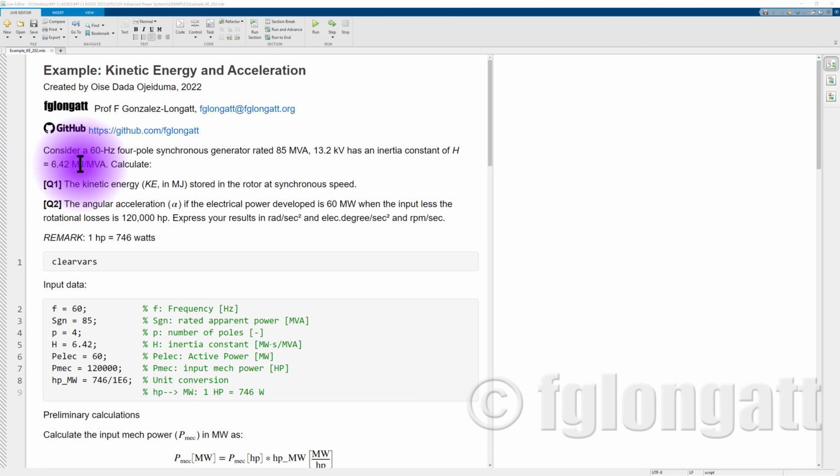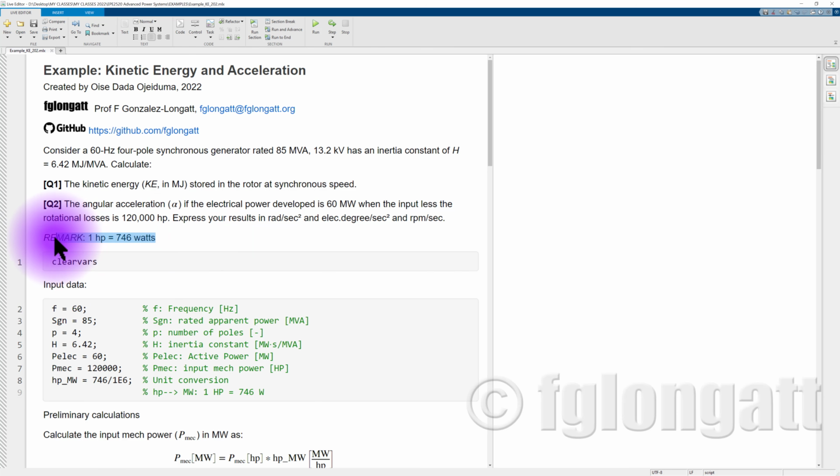Then we have two very simple questions. Calculate the kinetic energy in megajoules stored in the rotor at synchronous speed. And the second question: calculate the angular acceleration, using the Greek letter alpha, if the electrical power developed is 60 megawatts when the input less the rotational losses is 120,000 horsepower. Wow, that is a lot. Now, we want the results in radians per square second, electrical degrees per square second, and RPM per second.